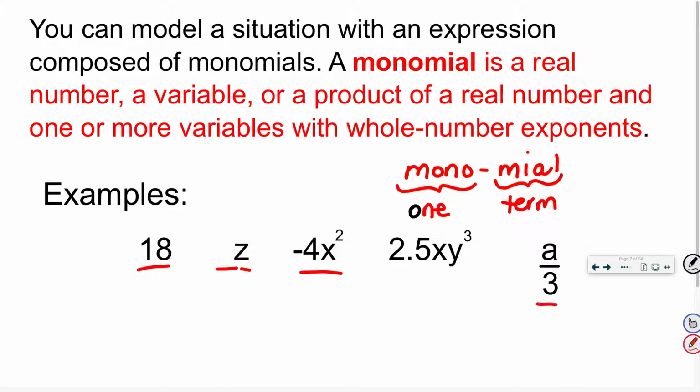But those are monomials because they are really a real number, a variable, or a product of a real number and a variable, with whole number exponents. We have done some stuff with fractional exponents, so those wouldn't be considered monomials, but we will get to that in Algebra 2.